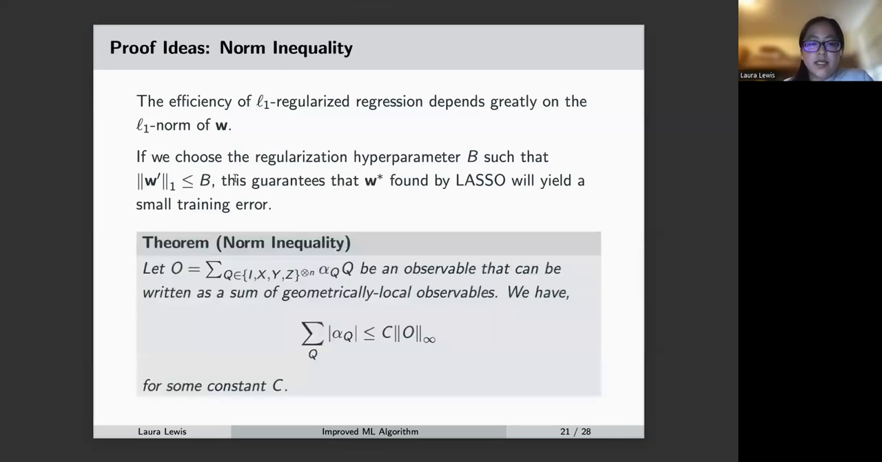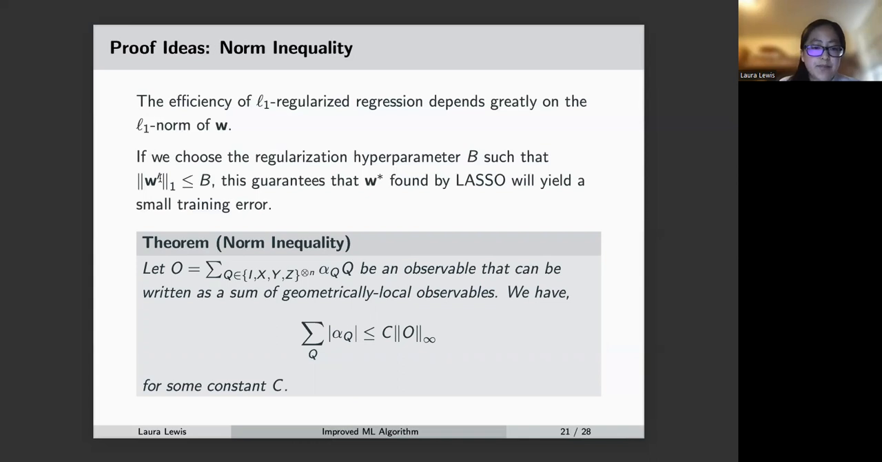Okay, so that's how we choose this B, by looking at the one norm of W prime, because we have an explicit form for that from the previous slide. Remember that it was this vector where we evaluate the FP on each of these lattice points. So we have an explicit form for that, and we can bound the one norm. But what we really need in order to bound the one norm is this additional inequality. And it's fairly simple to state.